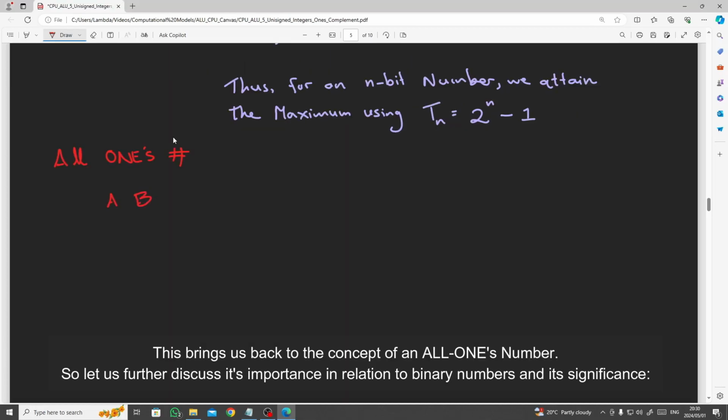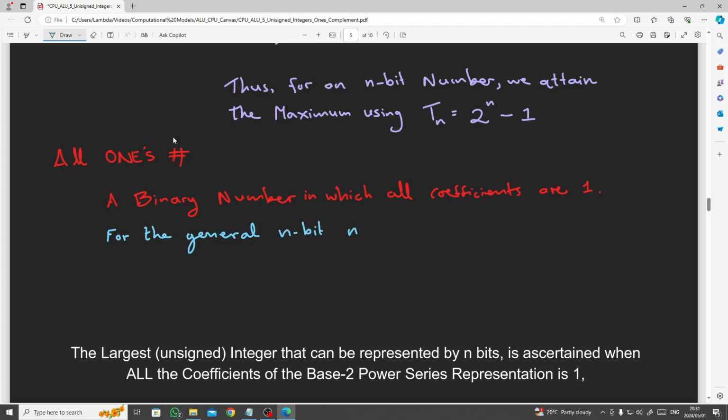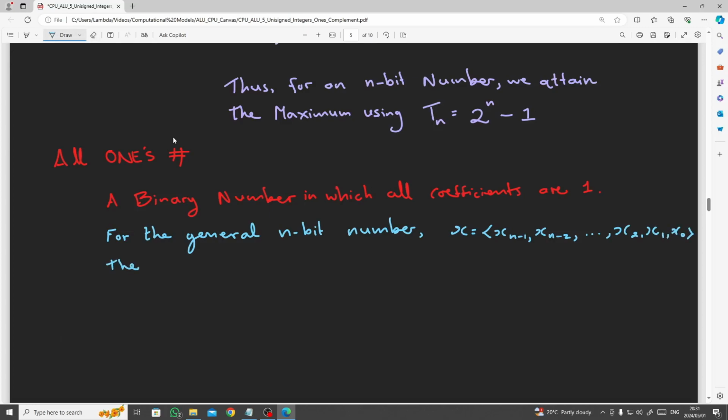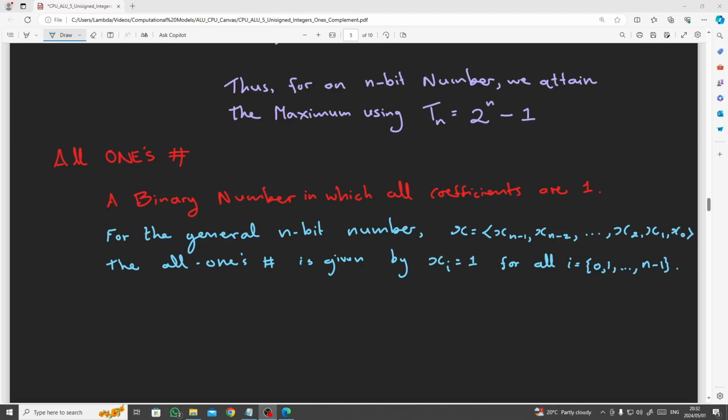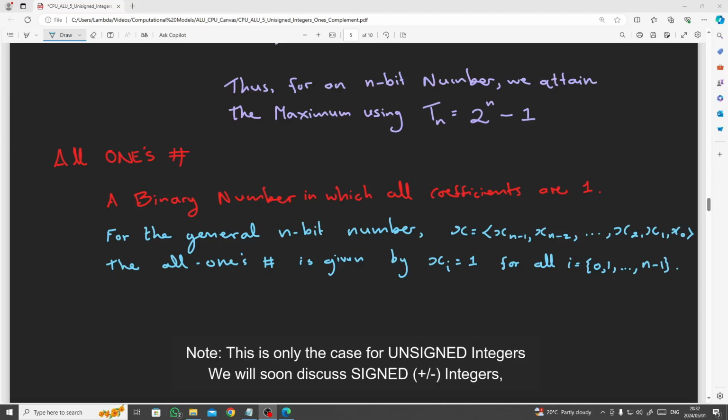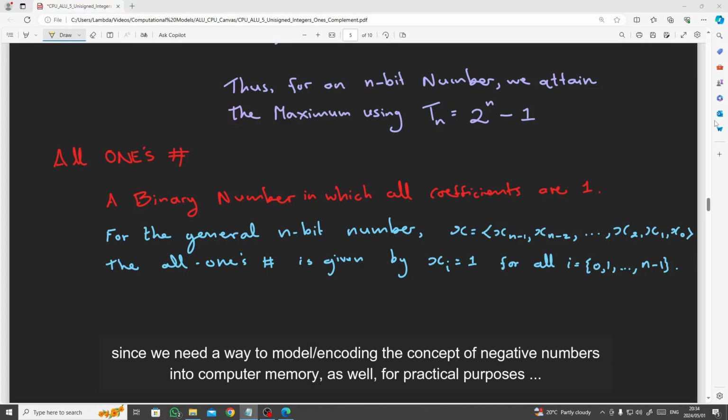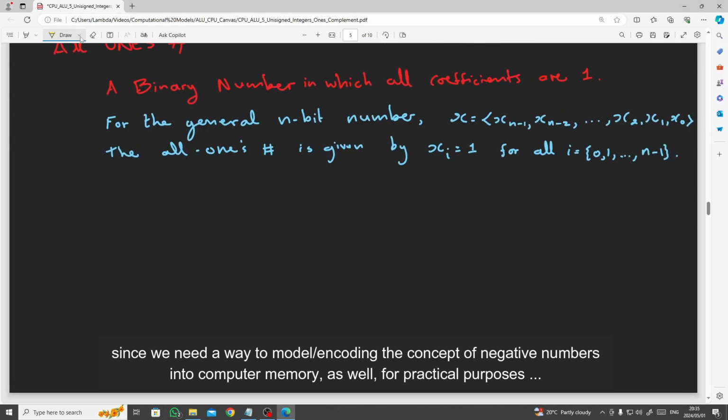This brings us back to the concept of an all ones number, so let us further discuss its importance in relation to binary numbers and its significance. As already previously mentioned, the largest unsigned integer that can be represented by n bits is ascertained when all the coefficients of the base 2 power series are 1. That is, x subscript i is 1 for all i in the index list 0 through n minus 1. Note that this is only the case for unsigned integers. We will soon discuss signed integers, since we need a way to model or encode the concept of negative numbers into computer memory as well, for practical purposes.